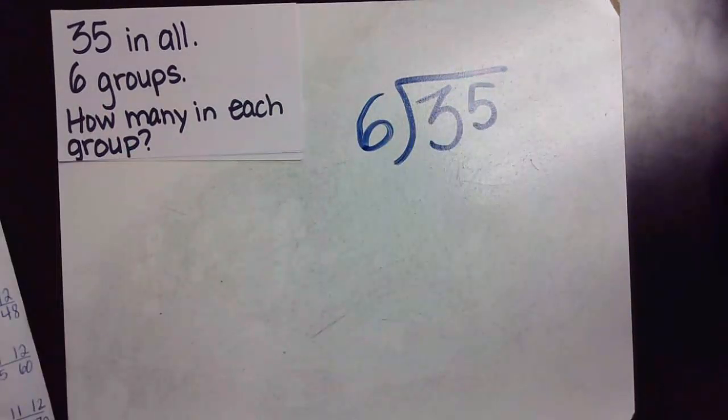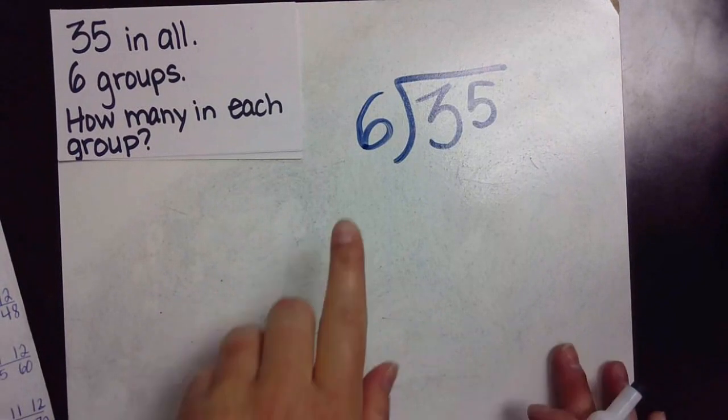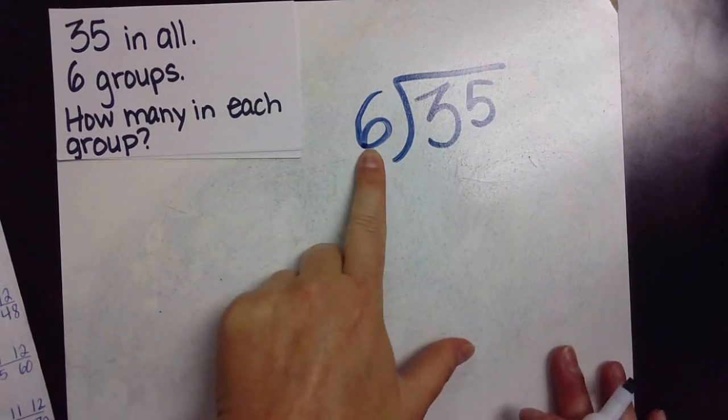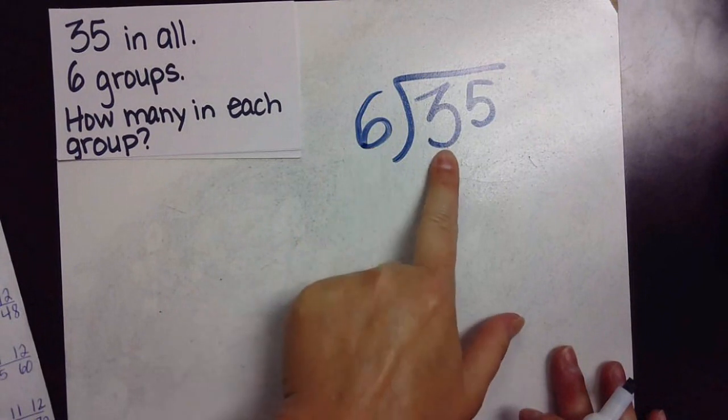Okay, remember our steps. Divide, multiply, subtract, and bring it down. So the first thing is to divide. So I'm going to first divide my tens. How many times does 6 go into 3?